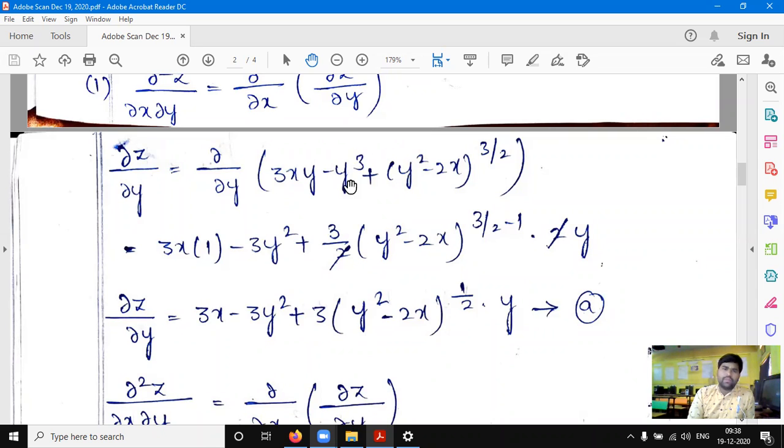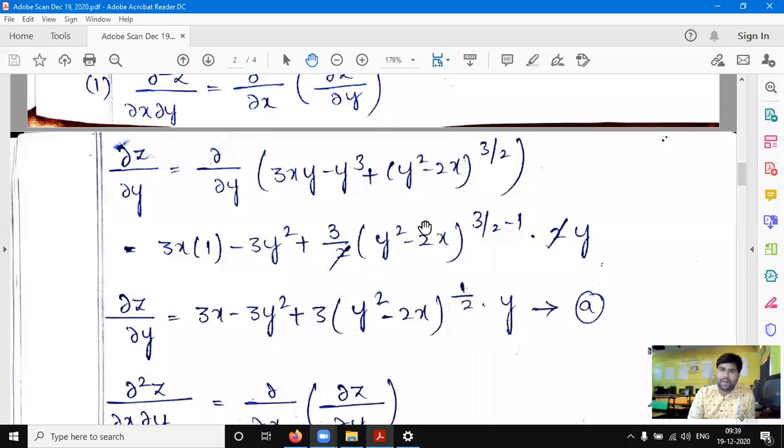Minus the derivative of y³, that is minus 3y², because the formula is n into x to the power of n minus 1. In place of n, 3 is there, so that is minus 3y^(3−1), that is y². Plus the differentiation of this one, which is also like x to the power of n. So that becomes 3/2 into (y² − 2x)^(3/2 − 1). In place of n, 3/2 is there, so that is n into y to the power of n minus 1.